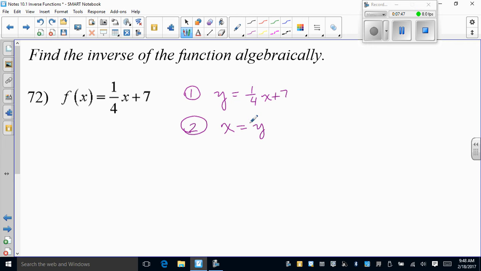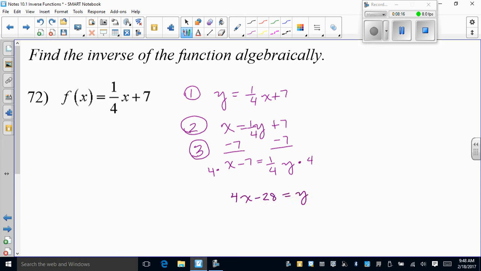Step 3 is where all your math is. They want you to solve for y. So if I subtract 7, I get x minus 7 equals 1/4 y. And then multiply both sides by 4. I get 4x minus 28 equals y. Once you have it set to y, then step 4 is replacing y with f inverse. And we are done.